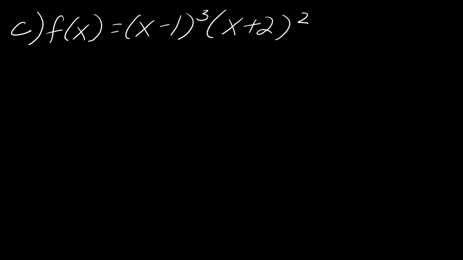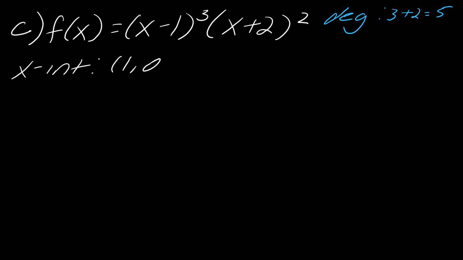So this one is already factored for us, which is cool, but now we just have to figure out what is the degree of this polynomial. So the degree of this polynomial, I just add the multiplicities, so that's 5. Okay, so the good news is that I can really easily find my x-intercepts because I can just see the zeros here. So my x-intercepts are going to be 1, 0 and -2, 0.